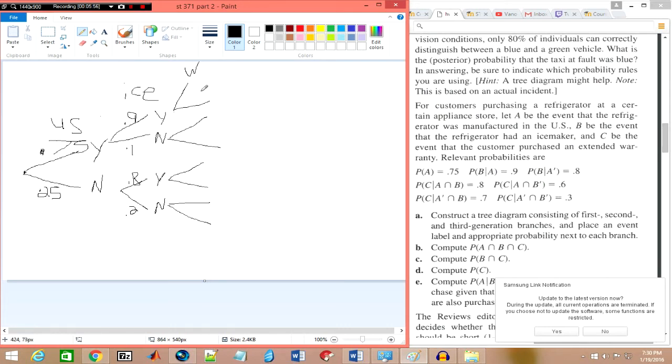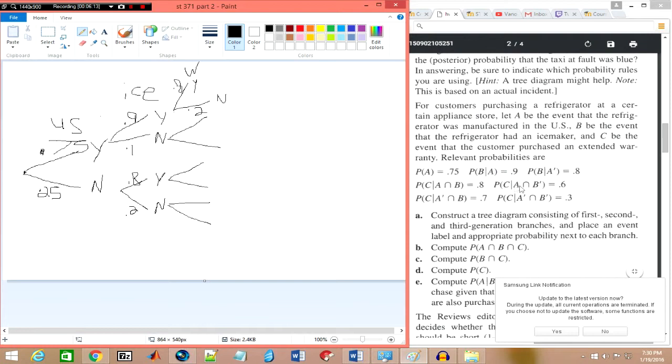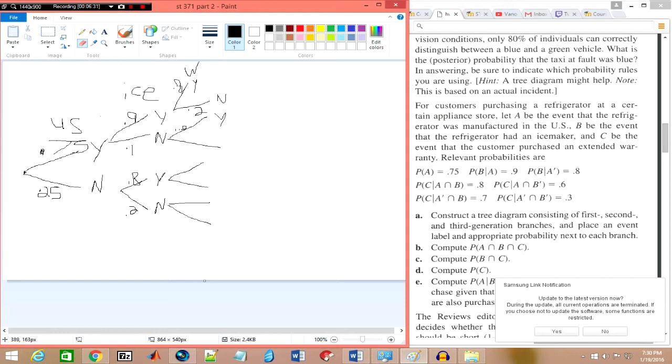So that would be 0.8, which makes this 0.2. And the probability of C given A and B complement is 0.6 for yes. Oh my god, I can't write. This is hard. 0.6, and that makes this 0.4.